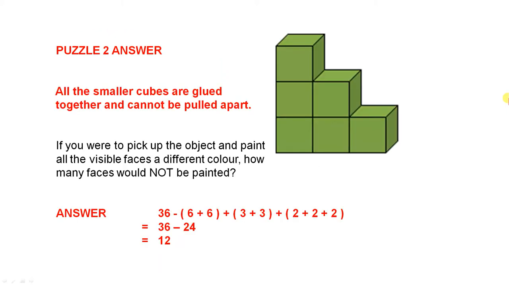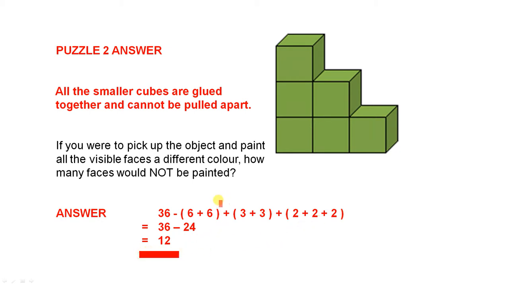Puzzle 2 answer. Now the answer, we have to find out the sides that are not painted. You'll see here there are 6 cubes, so altogether there are 36 faces, because 6 sixes are 36. So if we look at the 36 faces and we take away all the faces that can be painted, that will give us the answer.